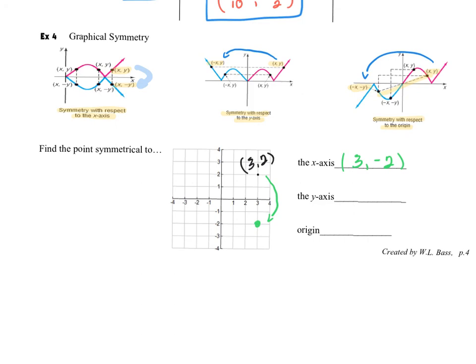If I wanted to take that and flip it over the y-axis, to make it symmetrical, right there, all that's going to change is the sign of the x-coordinate. So it's the opposite. And then lastly, if I want to make it symmetric with respect to the origin, I'm going to move it over here. So now both signs are going to change.